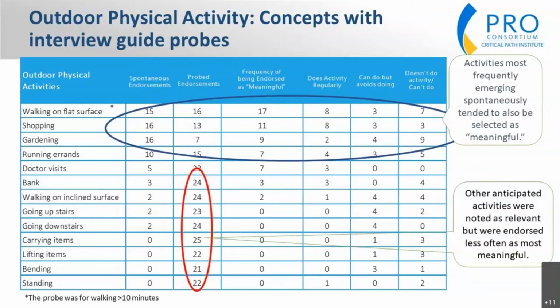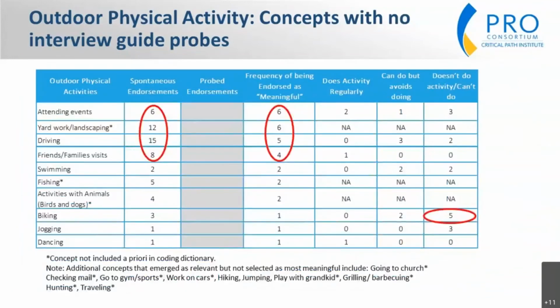Walking on flat surface was an activity that was most often selected among the most meaningful outdoor activities, but it also was most frequently mentioned as an activity participants actually cannot do. This was comparable with the results for gardening. The finding for walking on flat surface in particular, we think is probably related to being unable to walk for more than 10 minutes, as the probe included this specific additional time frame. Strenuous activities such as hiking, jumping, going to the gym were mentioned by very few participants, so they emerged, but were not selected as meaningful.